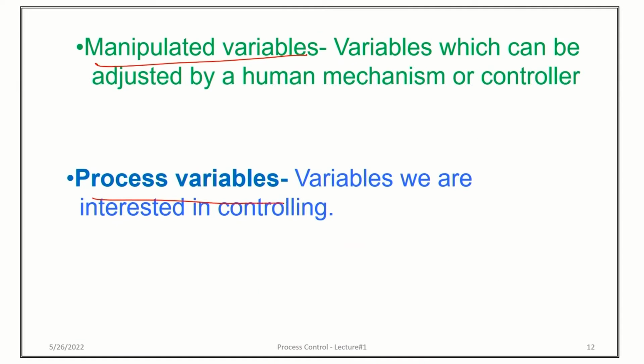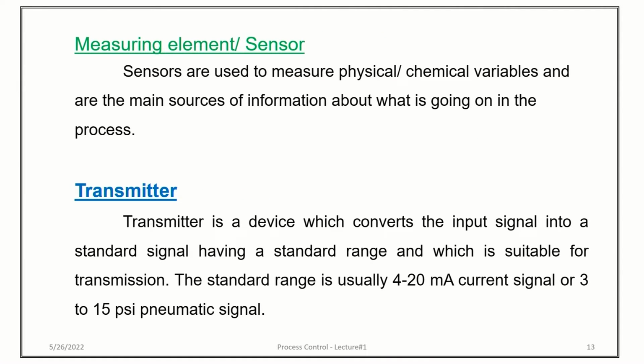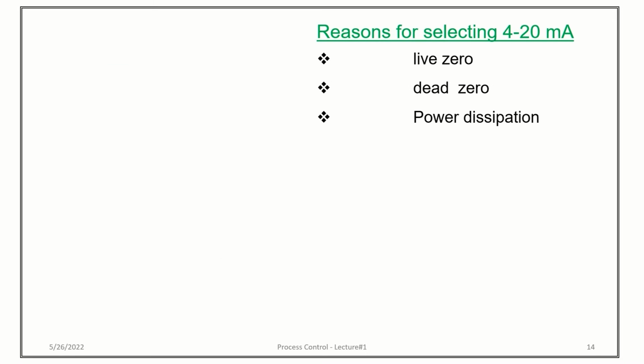First, you must know what is meant by temperature transmitter. A transmitter is a device which converts any type of input signal into a standard form which is suitable for transmission. The standard form is normally a 4 to 20 milliampere current signal or a 3 to 15 psi pneumatic signal. I will tell you the reason why we are selecting 4 to 20 milliampere.